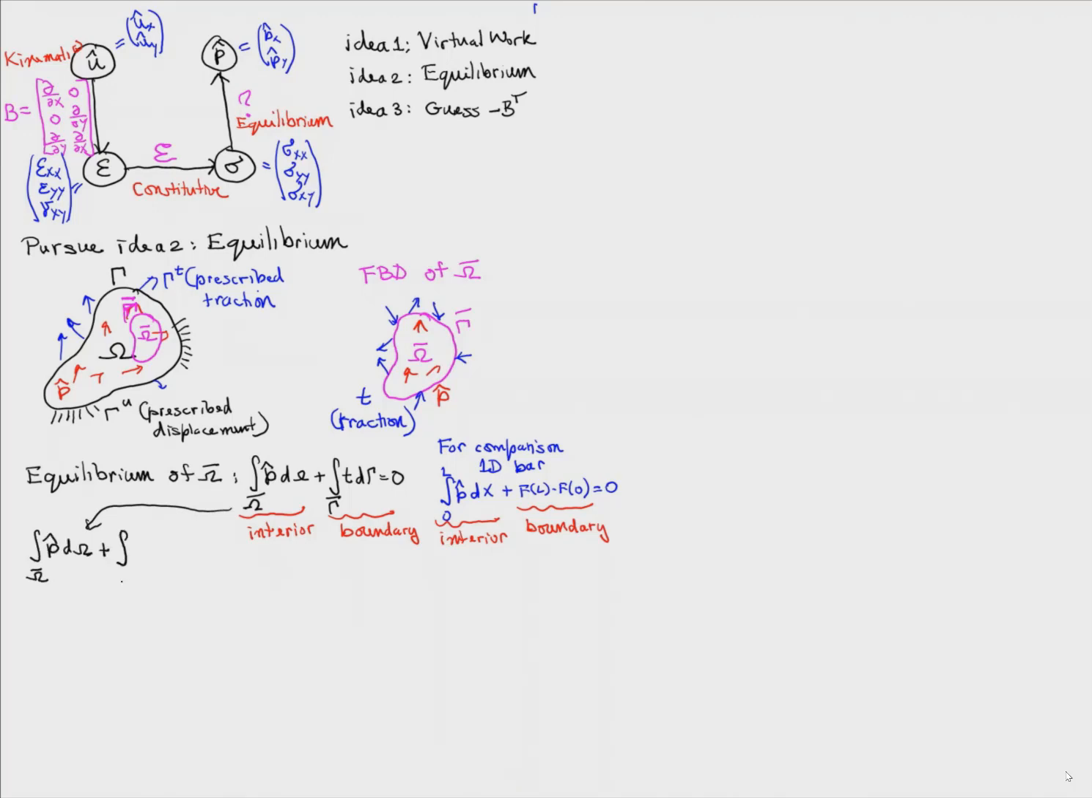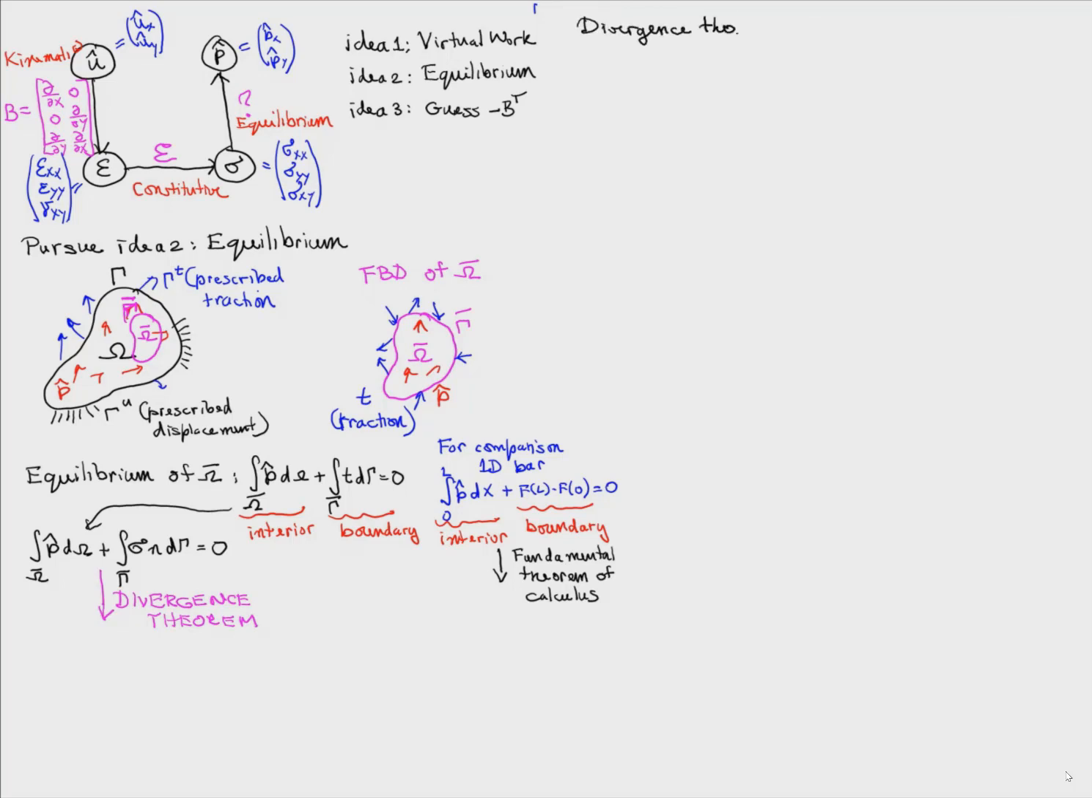Now for traction, we can substitute sigma times n, which is the definition of the stress sigma. In the bar case, the next step was applying the fundamental theorem of calculus. The corresponding idea to apply in the 2D case is called divergence theorem. So we'll look at what divergence theorem is before proceeding further with this equilibrium equation.